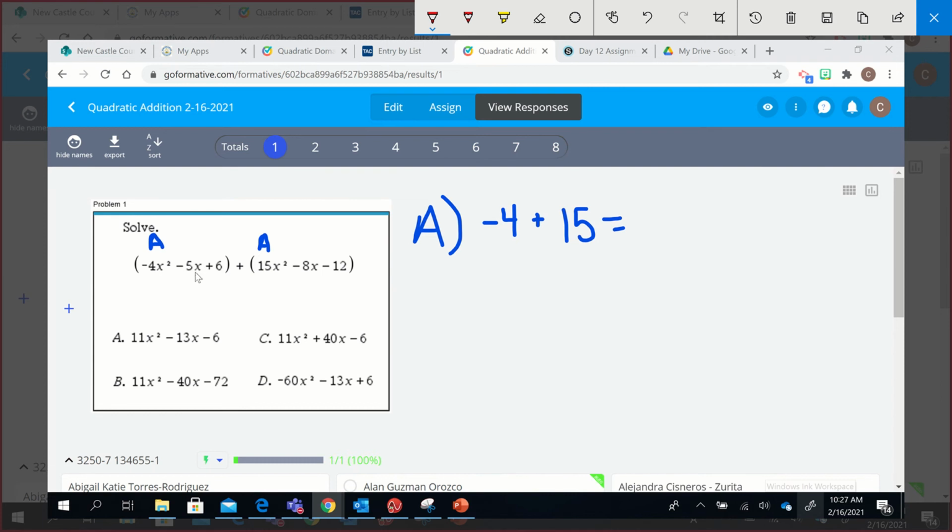So when it has x to the first power, just a single x, this is considered your B element. So this is my B element. So I take the -5, then I borrow this plus sign, plus this B element, which is -8.